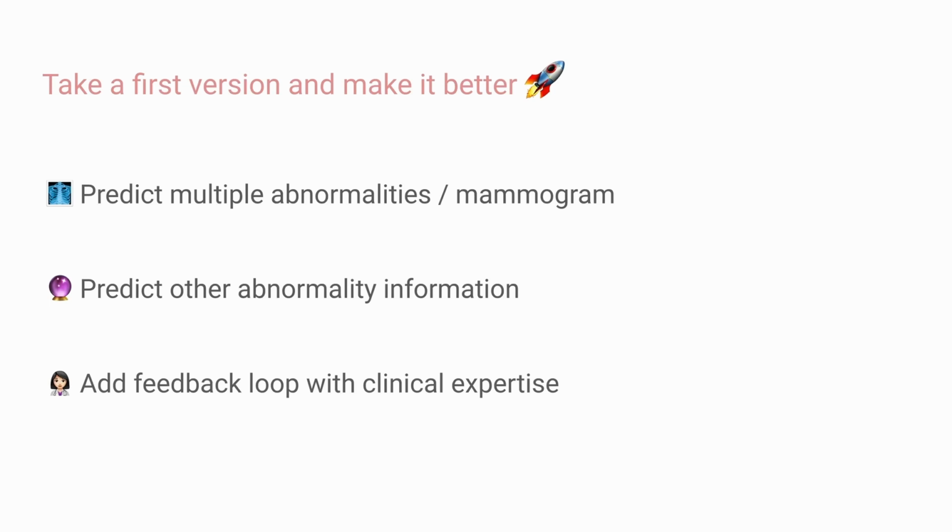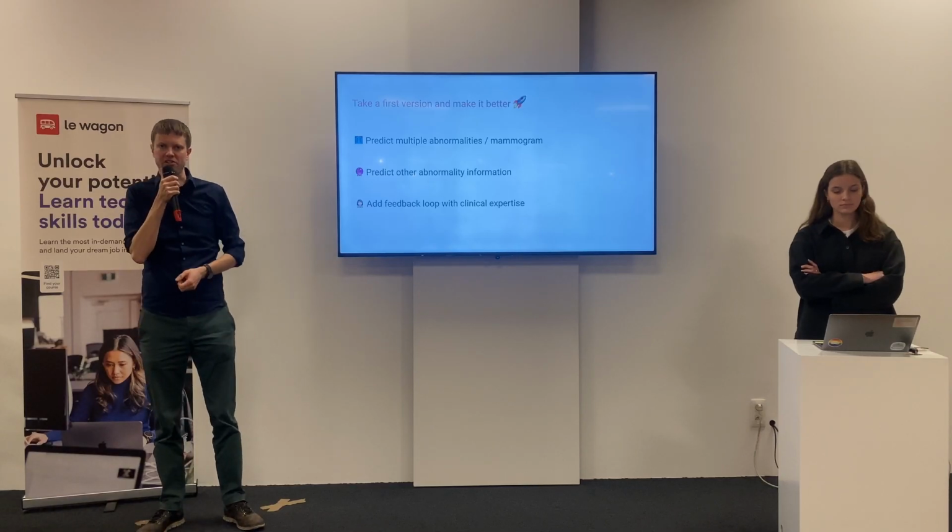Something else we would like to improve for the classification is to predict more information about the abnormality. So not only the class, benign or malignant, but also the type of abnormality. Last but not least, the last thing we would like to add to the model is a feedback loop, so that the model gets the feedback from the radiologist in order to improve the further predictions.